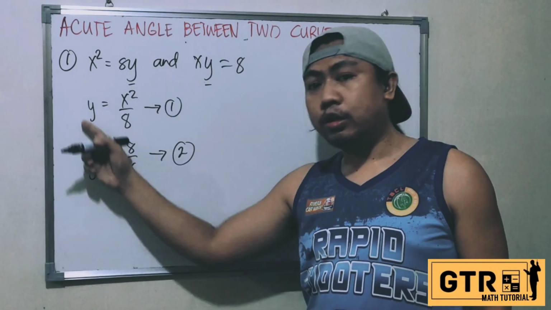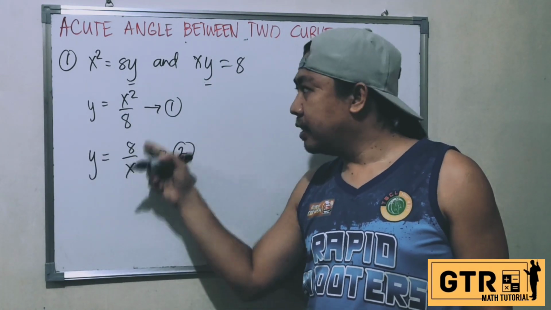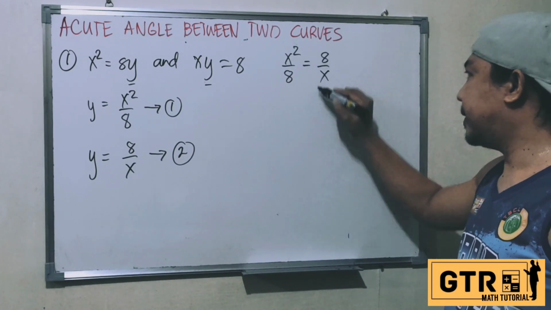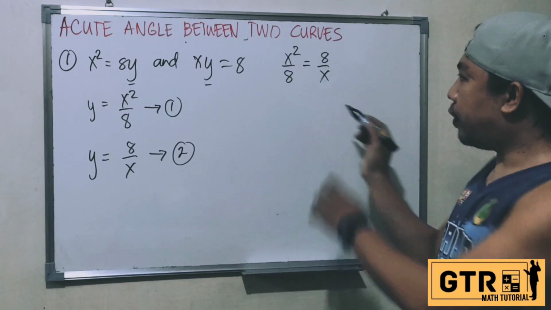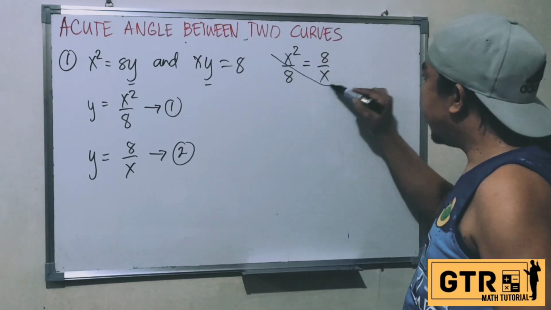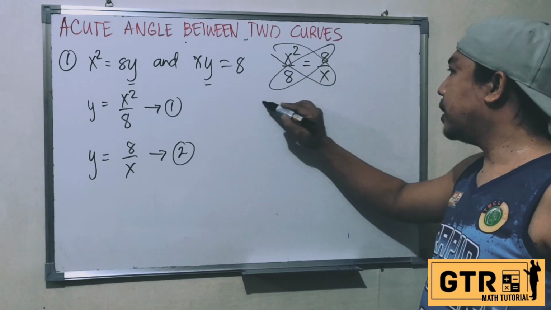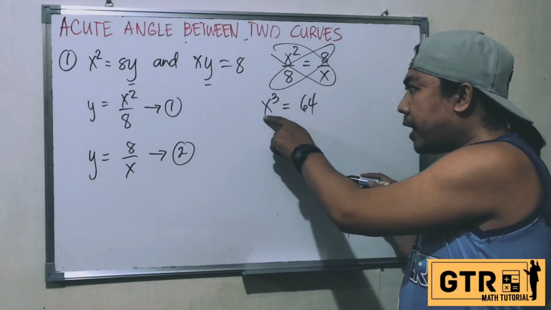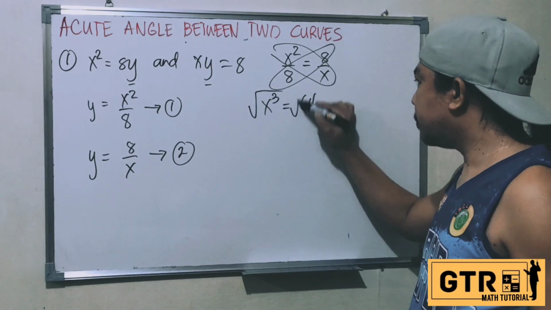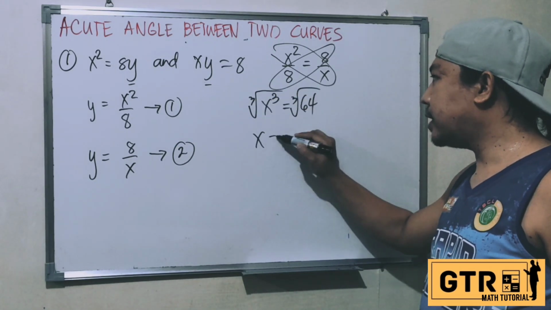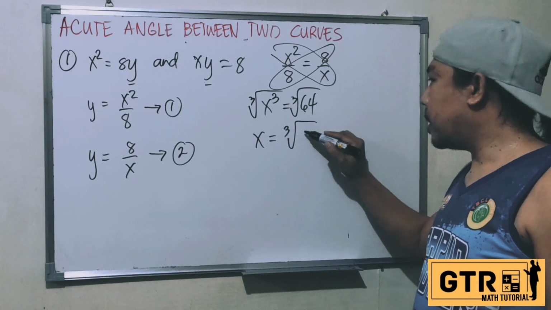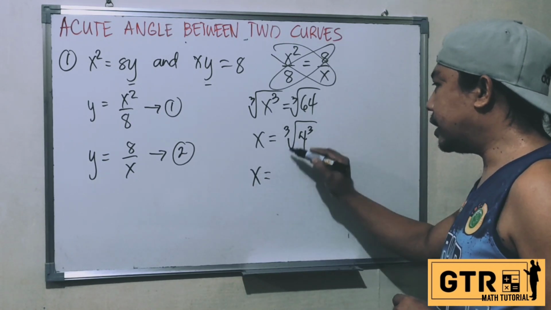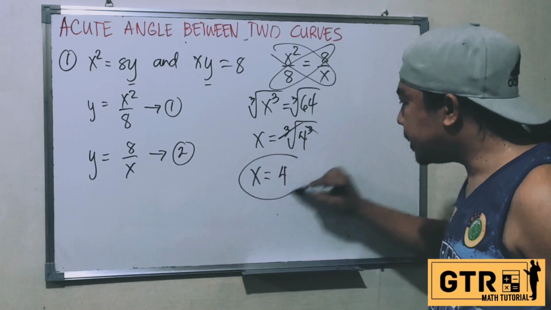So they are both equal to y. So just equate this. We have x squared over 8 equals 8 over x. Then solve for x, just cross multiply since we have a proportion. So x squared times x, we have x cubed equals 8 times 8, which is equal to 64. Then extract the cube root of both sides. 64 can be expressed as 4 cubed. So we have x is equal to 4.